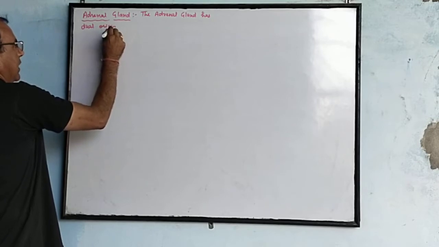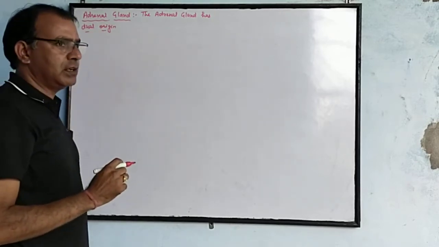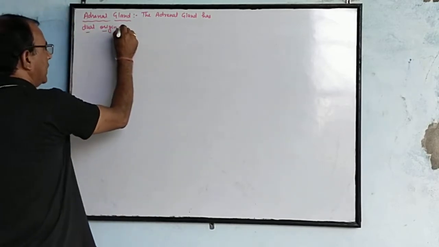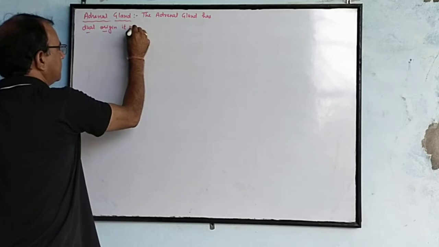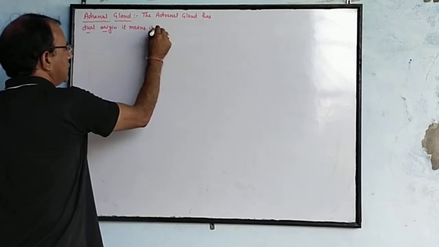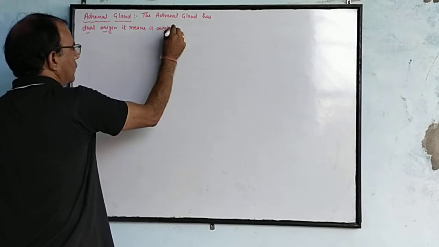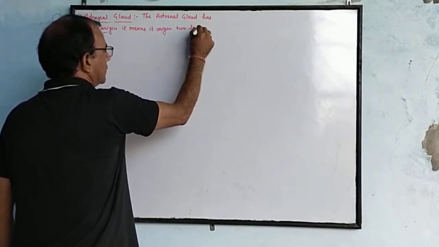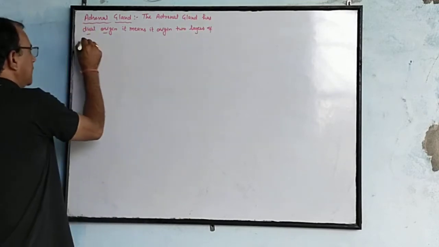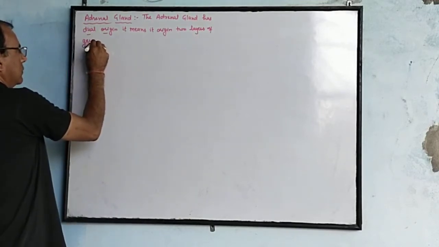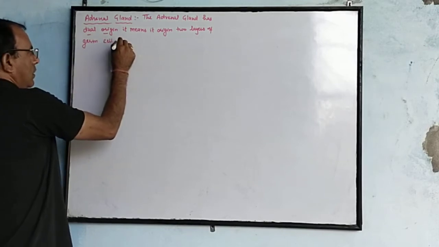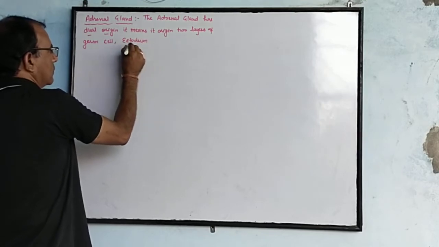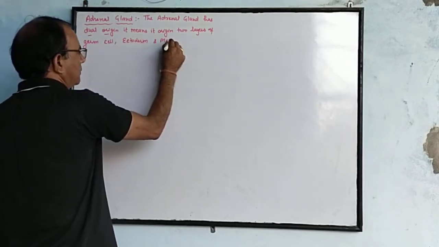It means these glands originate from two layers of the germ cell, mesoderm and ectoderm. Dual origin means it originates from two layers of germ cell, ectoderm and mesoderm.